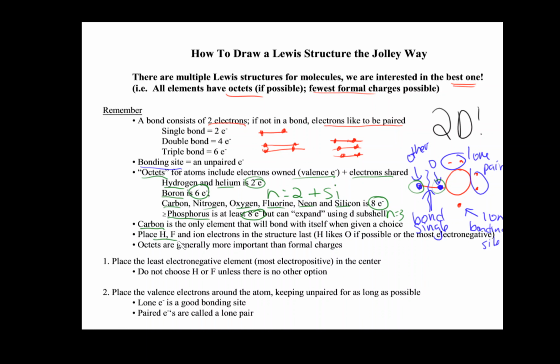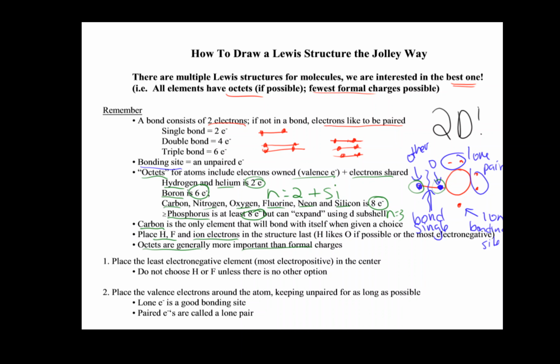All right, always place hydrogen and fluorine and any ion electrons in the structure last. And remember, hydrogen loves to go to the most electronegative element. And just a generic, octets are generally more important than formal charges in the big scheme of things.